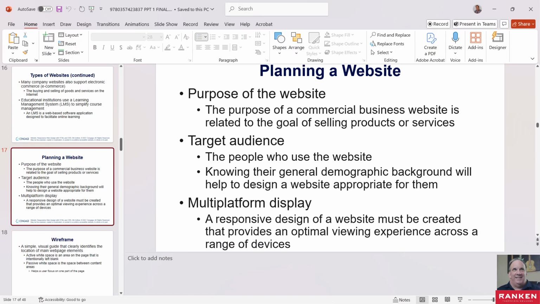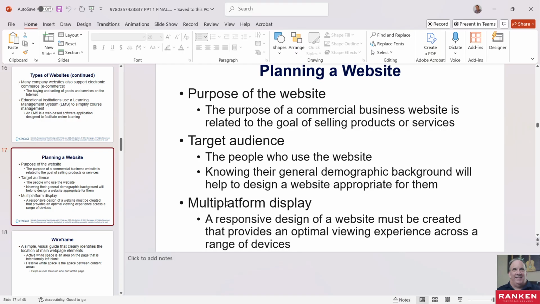Planning a website. So the purpose of a website. Different things that are part of planning a website: you have to define the purpose of a website, who's your target audience, and what's your multi-platform display. Obviously it's important to know the purpose and why you are building this website. And if all this information is available somewhere, then maybe you shouldn't be building a website on that unless there's something special about your website as opposed to another website, right?